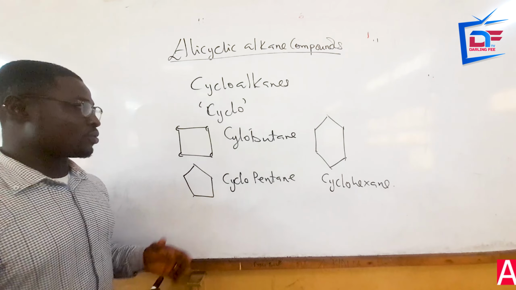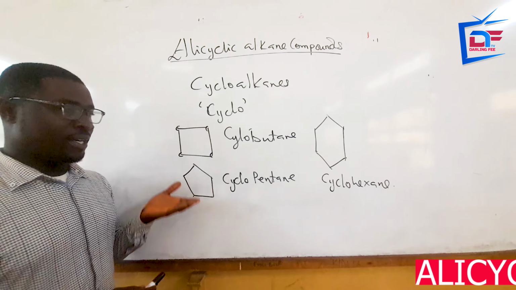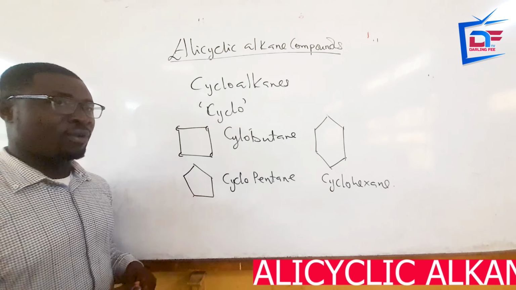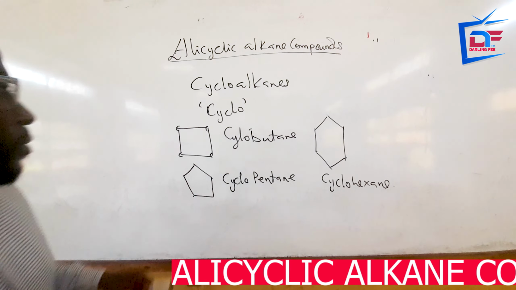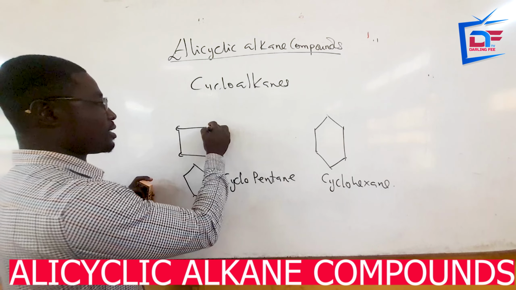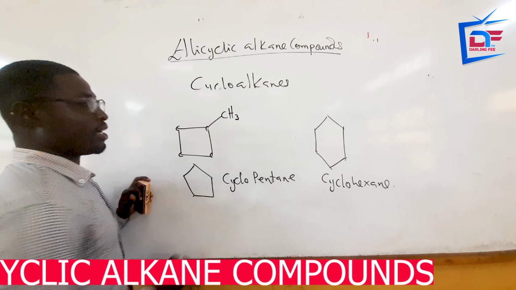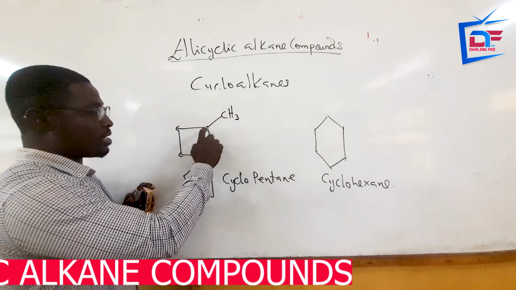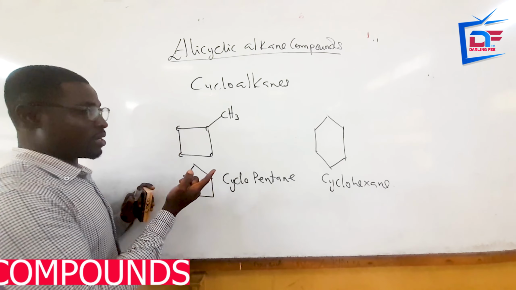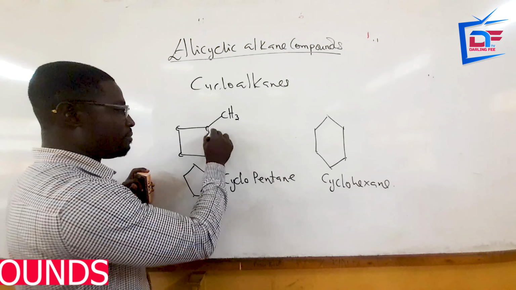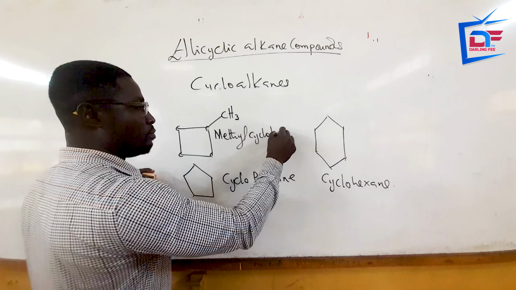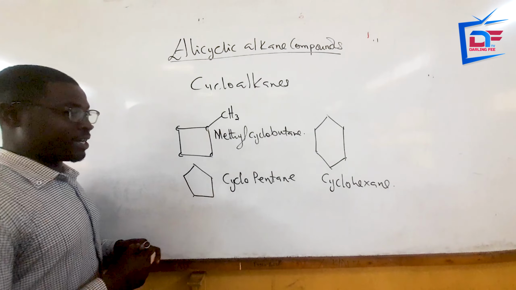What about if you have substituents on the structures? How do we go about it? We are going to maintain the same structures, then insert other alkyl substituent or any other substituent and see how we can name this. With the first one, let's assume that we have CH3 here. Counting, we have this one being on the first carbon, whether it is here or there. It is on the first carbon, so the name becomes methylcyclobutane. That is for the first one.